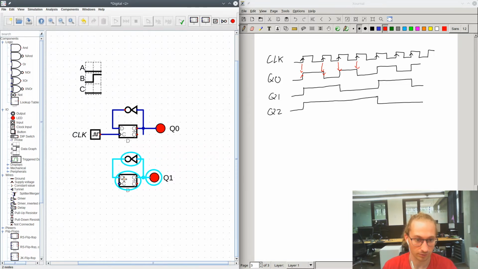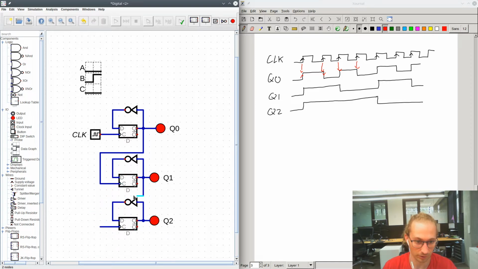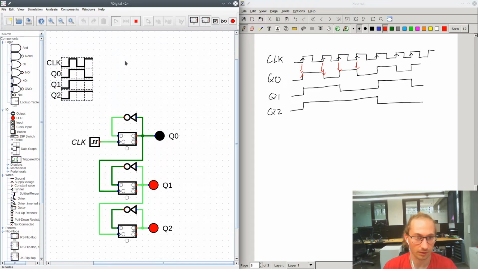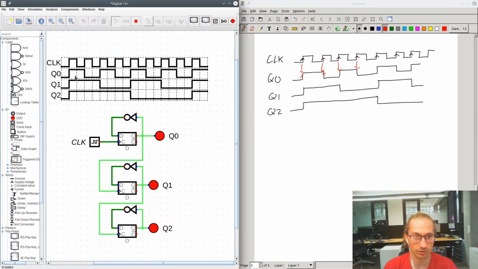So the output from the previous acts as the clock input for the next, and we'll have one more layer for Q2. So the output here routes into the clock line of the next. So again, let's have a look at our timing diagram. And on the face of it, it seems to do the right thing, right? Q0 is toggling on every positive clock edge.